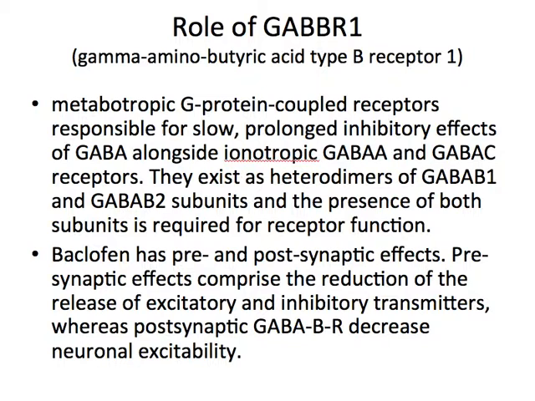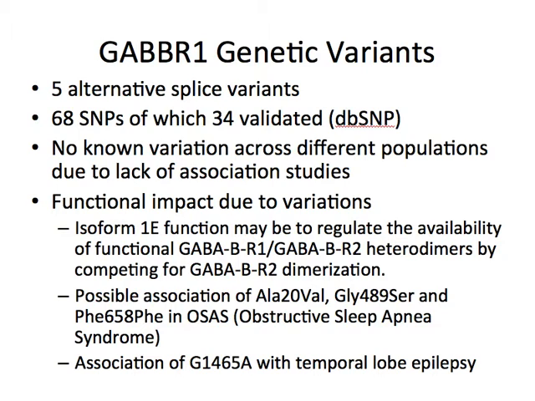Baclofen has pre- and post-synaptic effects. Presynaptic effects comprise the reduction of the release of excitatory and inhibitory transmitters, whereas postsynaptic GABA-BR decrease neuronal excitability. It has 5 alternative splice variants, 68 SNPs, of which 34 are validated according to dbSNP. There's no known variation across different populations due to lack of association studies.